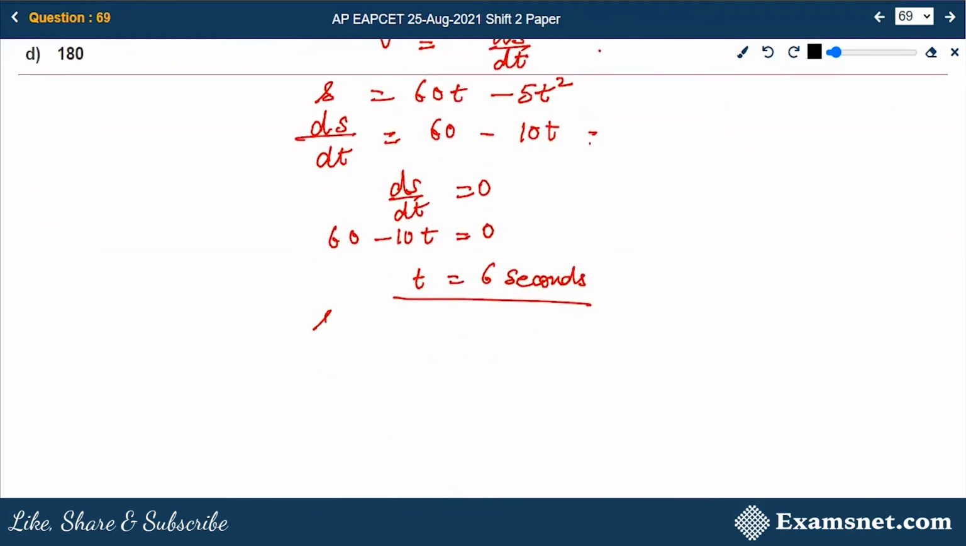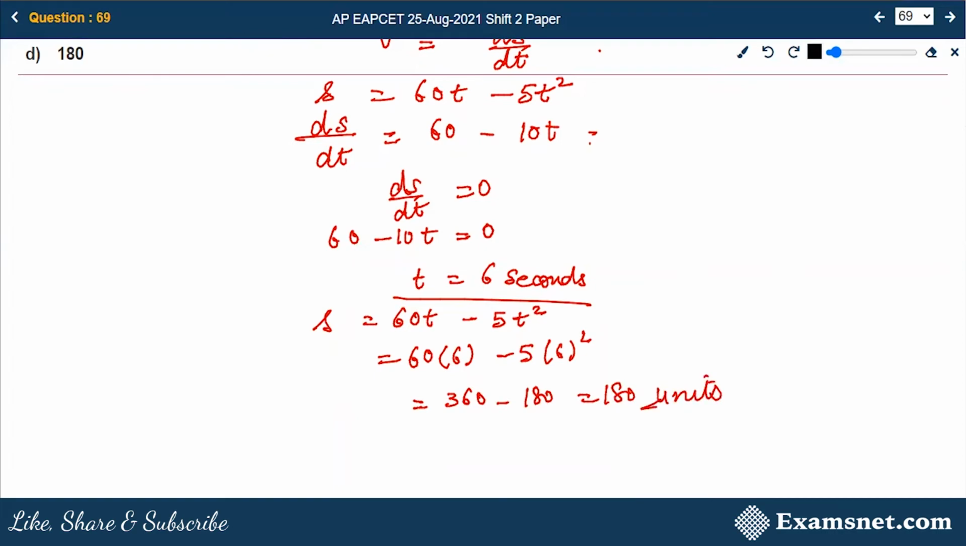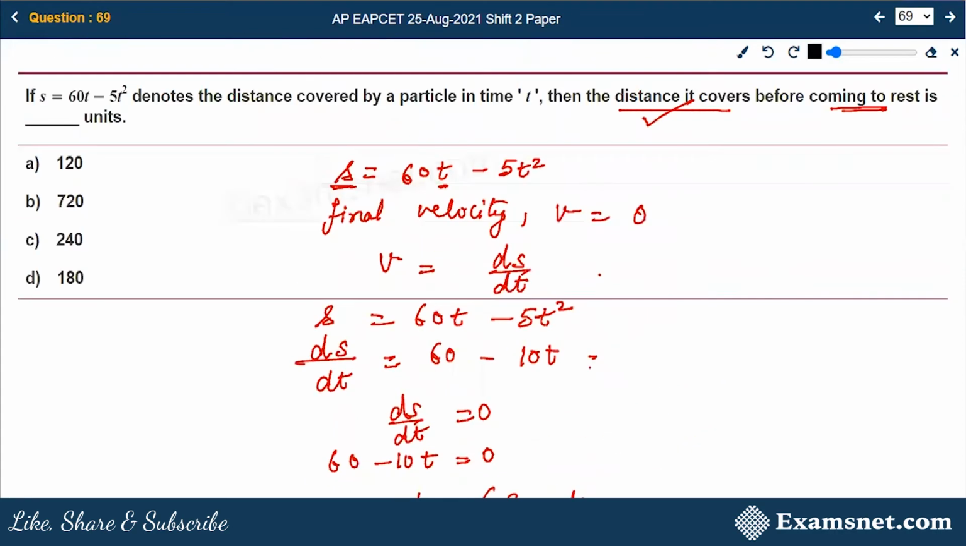So distance is given by 60t minus 5t square. So 60 into 6 minus 5 into 6 square, which is 360 minus 180. So 180 units distance is covered in time 6 seconds. So the correct answer is option D.